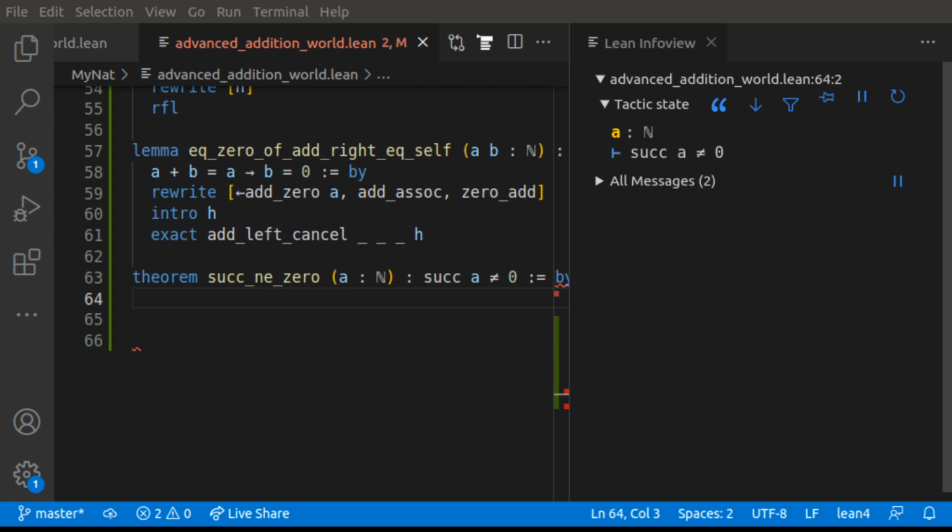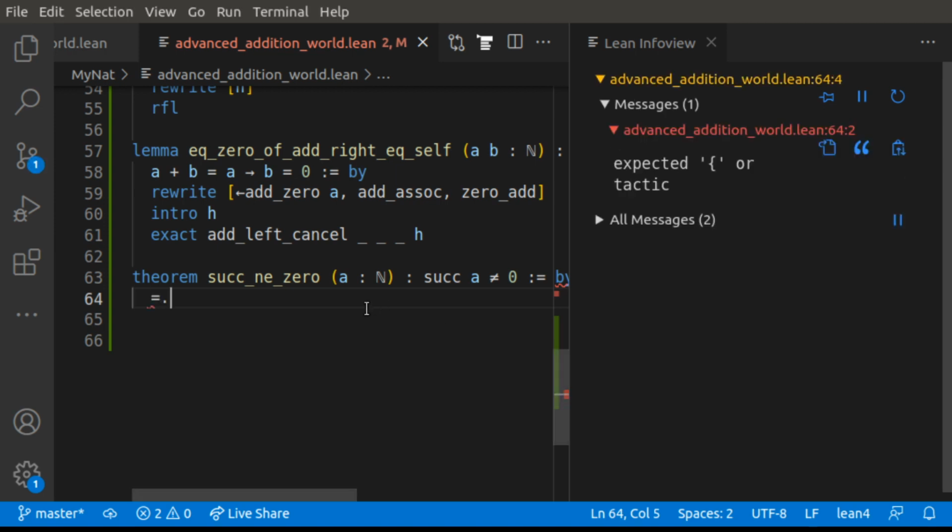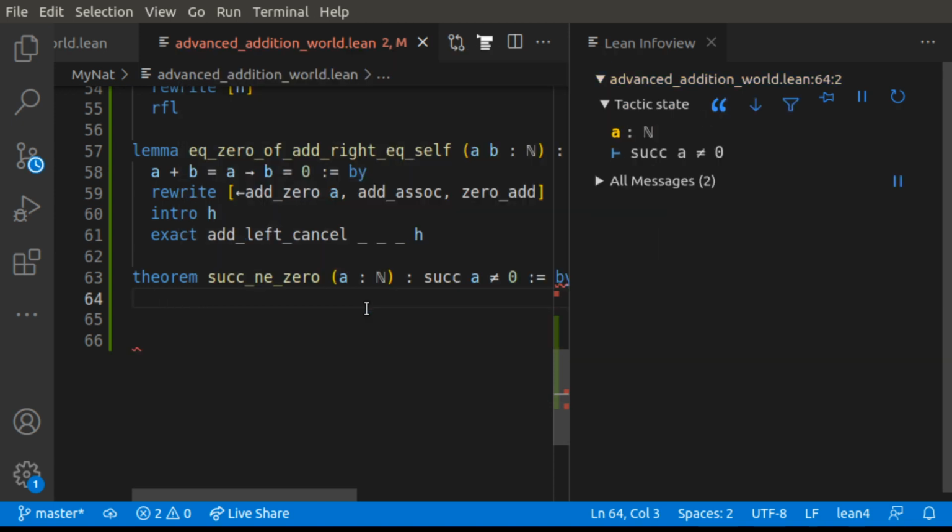Okay, so we can prove that by first using symmetry and then that. Well, let's figure out another way to do it. Intro H.